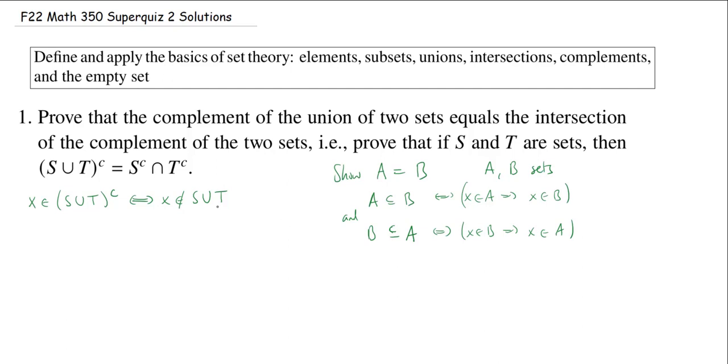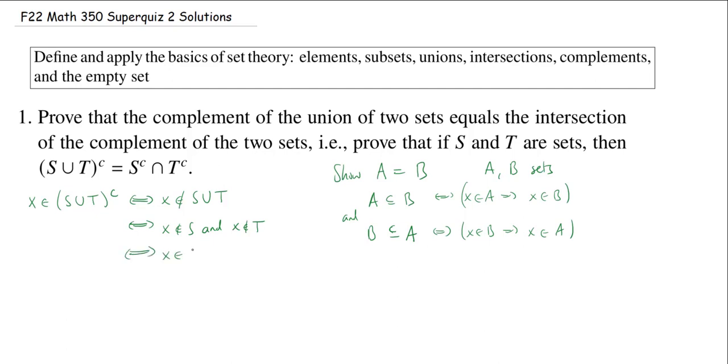Well, things in S union T are things that are in S or in T. So if I'm not in the union, then I'm not in either one of them. So this is equivalent to saying that X is not in S and X is not in T. Okay, you read it backward. If X is not in S and X is not in T, then yes, X can't be in the union. But what does it mean that X is not in S? That means that X is in the complement. And if X is not in T, then X is in the complement of T. Of course, that's again an equivalence.